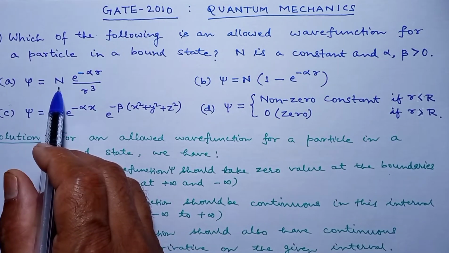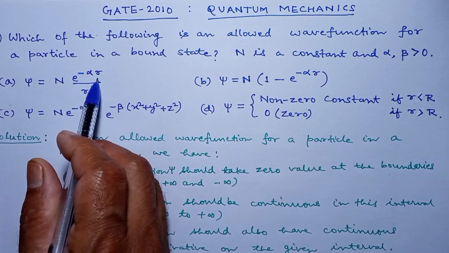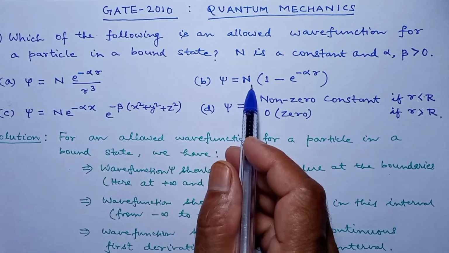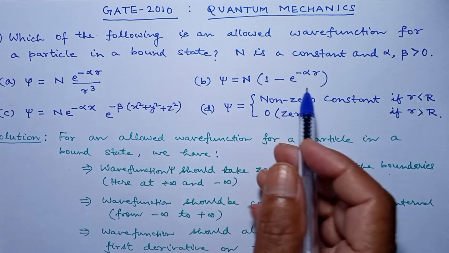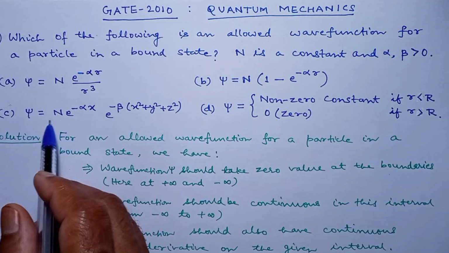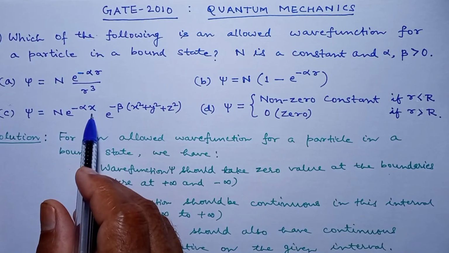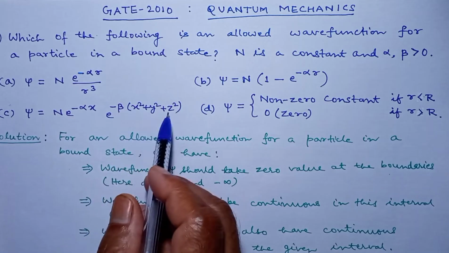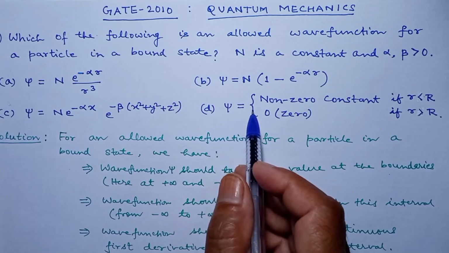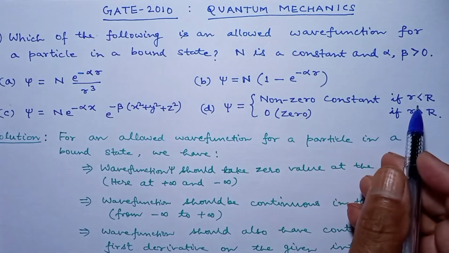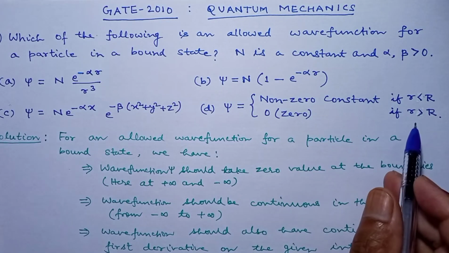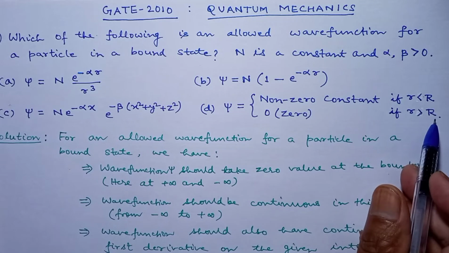Option A, psi equals N e raised to minus alpha r divided by r cube. Option B, psi equals N under bracket 1 minus e raised to minus alpha r. Option C, psi equals N e raised to minus alpha x e raised to minus beta under bracket x square plus y square plus z square. And option D, psi equals non-zero constant if small r is less than capital R and it is 0 if small r is greater than capital R.